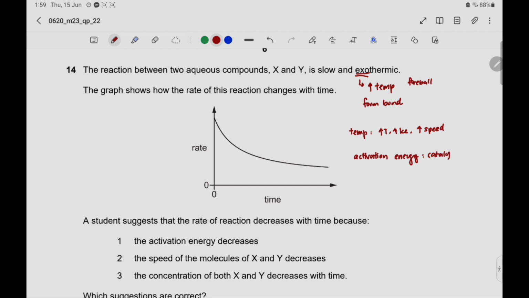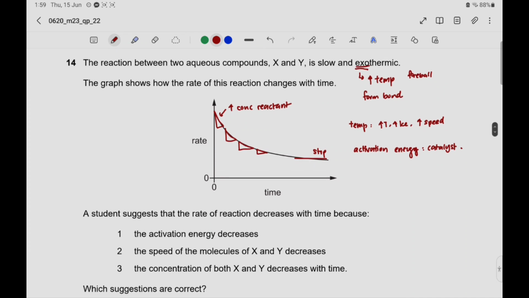Okay, so let's see here. The rate of reaction decreases with time, because you can see this gradient is getting smaller and smaller, lower and lower. So eventually the reaction will stop. Why is it initially very high? Because initially you have the highest concentration of reactant. Slowly your reactant will react and be used up, right? That's why the reaction will stop.